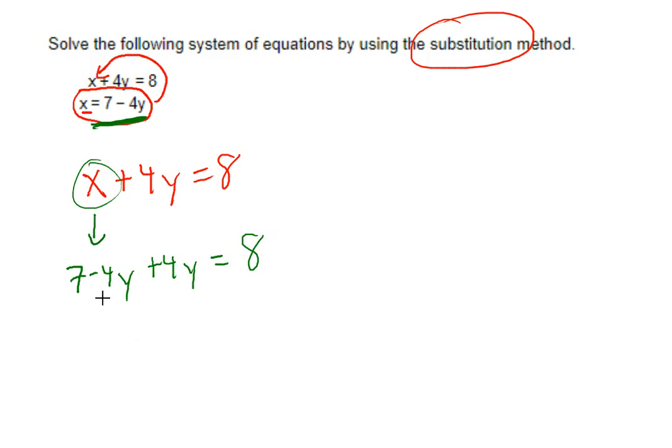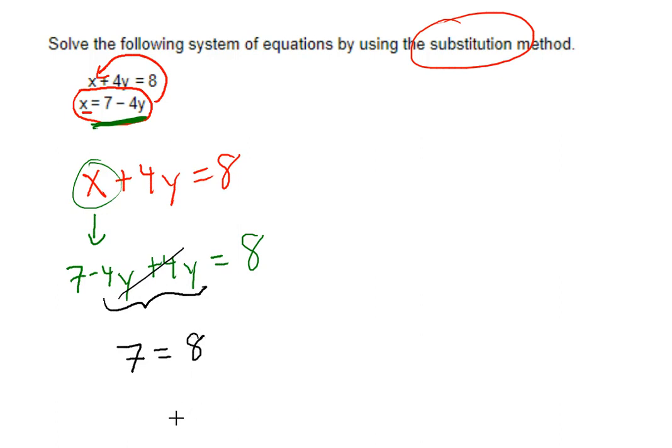And then we go to solve this by combining like terms, but what happens here that didn't happen last time is that both of our y variables cancel out, right? So we get negative 4y plus 4y, those just cancel each other out, so we only end up with 7 equals 8, which means our variable disappeared on us.